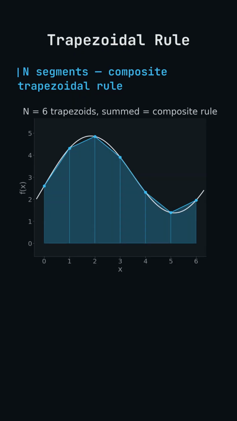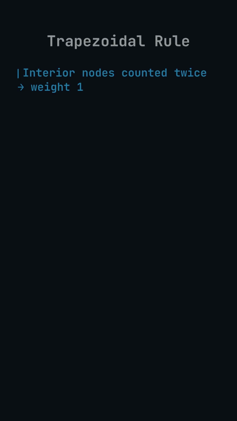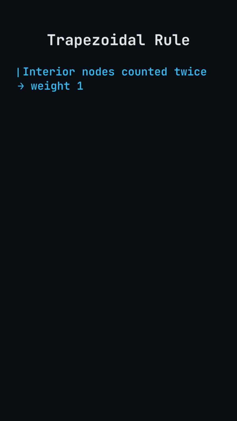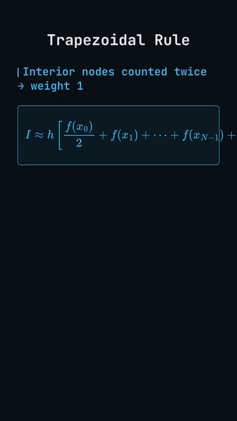Now repeat this on every one of the n segments and add them all up. Watch the shared edges. Every interior node belongs to two trapezoids at once. Every interior node gets counted twice, once as the right edge of one trapezoid, once as the left edge of the next, so its coefficient becomes 1 instead of 1/2. Only the two endpoints keep the 1/2 weight. This is the composite trapezoidal rule. Endpoints weighted 1/2, every interior node weighted 1, all multiplied by h.